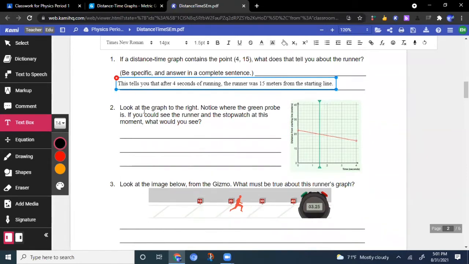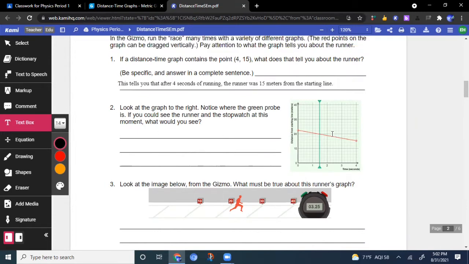Number 2, look at the graph on the right. Notice where the green probe is. The green probe is at approximately 1.5 seconds. If you could see the runner and the stopwatch at this moment, what would you see? Well, at 1.5 seconds, the runner is approximately at 20 meters. So the runner would be about on the 20-meter line. But since the line has a downward slope, the runner would be facing left.